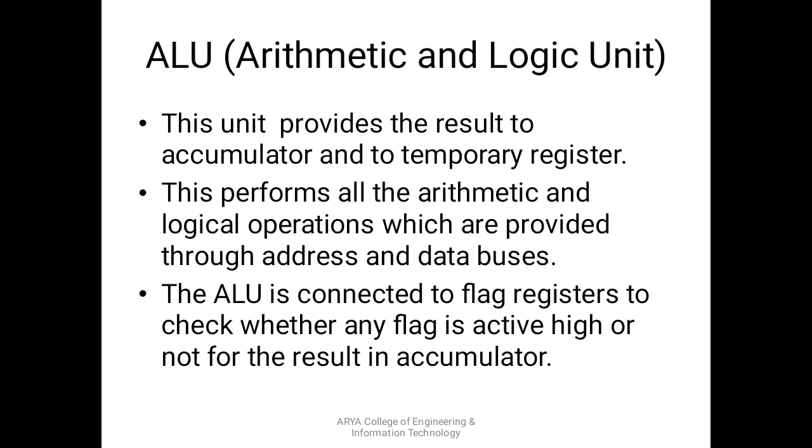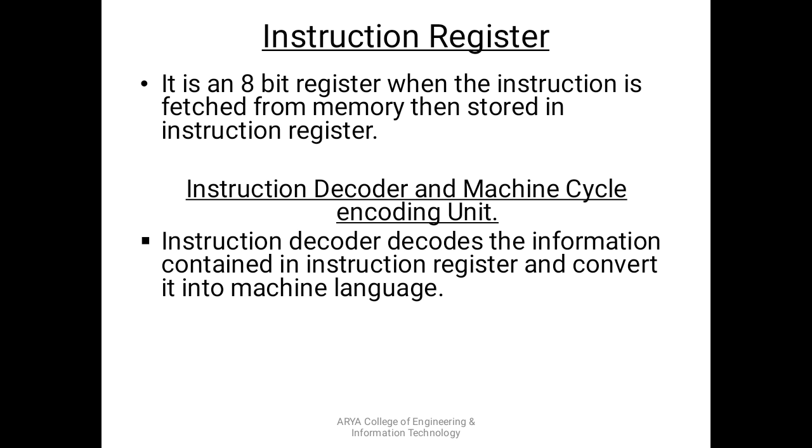Arithmetic and logical unit. This unit provides the result to the accumulator and temporary register. Basically, this unit performs the arithmetic and logical operations, which are provided to the address and data bus. It also cross-checks the result through the flag register. Instruction register. It is an 8-bit register; when the instruction is fetched from the memory, it is stored in the instruction register. Next, instruction decoder and machine cycle encoding unit. This unit decodes the information contained in the instruction register and converts it into machine language.